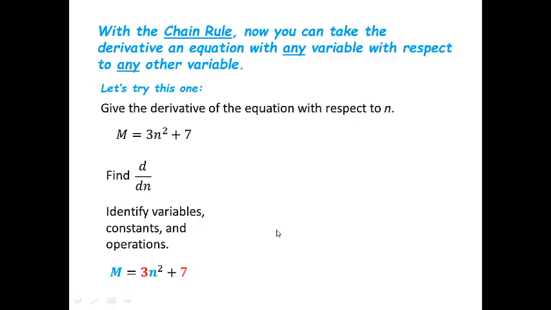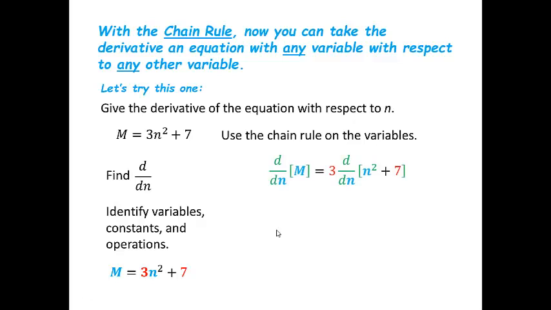Okay. So we're going to use the chain rule on the variables. And we're really doing this. We haven't done anything yet. I just wrote the notation. We're going to remember, this is the verb, right? So we're going to do this on this and this.